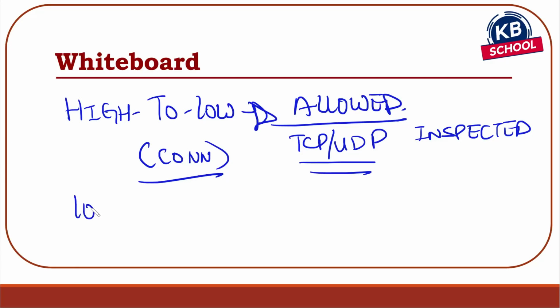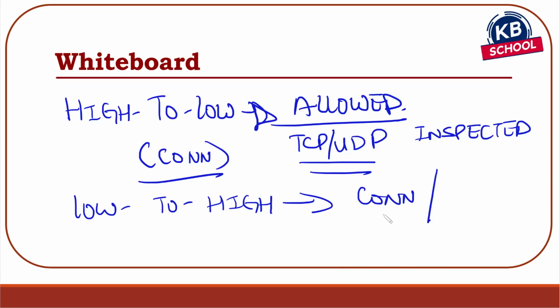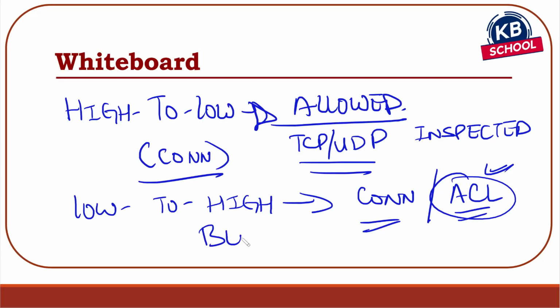How about if traffic is initiated from low to high? The default action is block, but you can override it by looking at the connection table first. If the connection entry is there, it's return traffic, it's allowed, or you can put a permit statement in the ACL to allow it. All right, so high to low is allowed, TCP and UDP are inspected, so the return traffic is allowed. Low to high, if it's not inspected, you need to put an ACL, or for any traffic coming from low to high, you can put an ACL to override the default, which is to block low to high. The return traffic will be in the connection table.